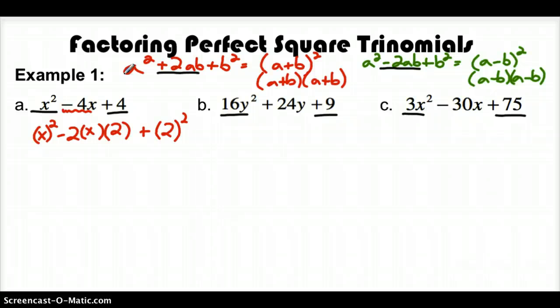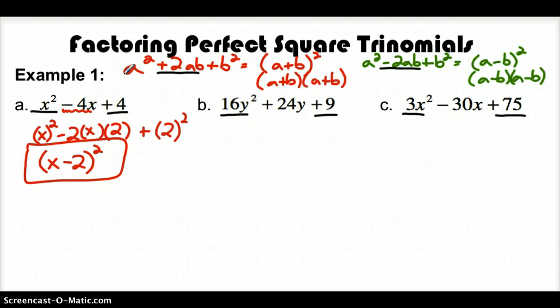Now remember when we actually factor this, this is just going to be (a minus b) squared. So this will be just (x minus 2) squared is going to be our final answer. Or you could write that as (x minus 2) times (x minus 2).